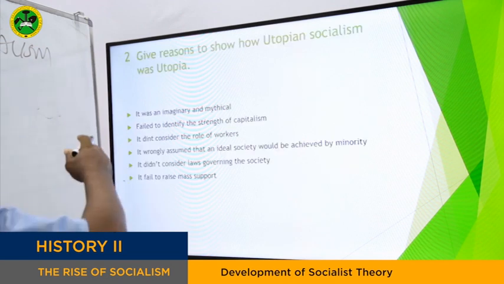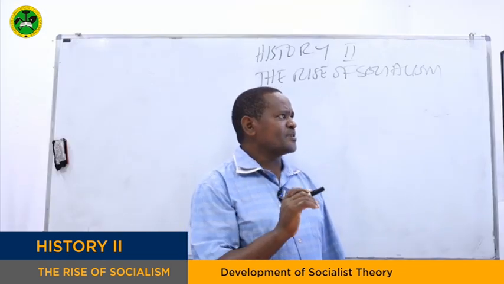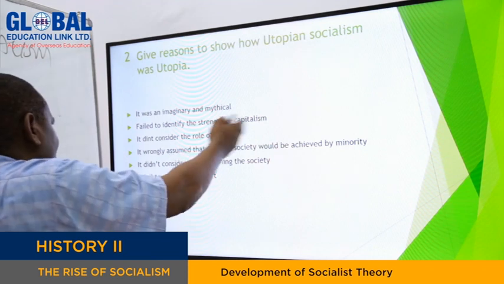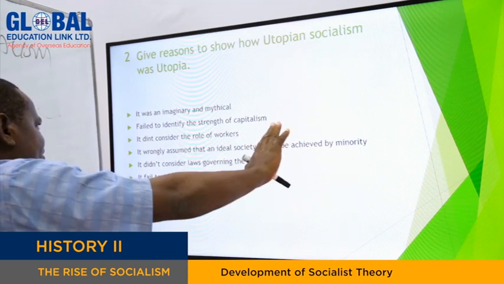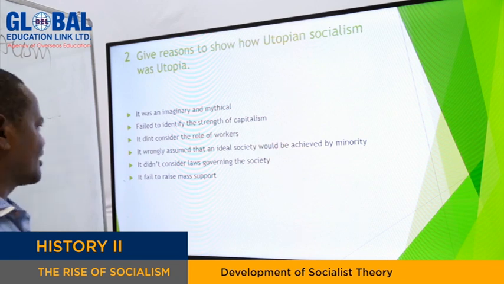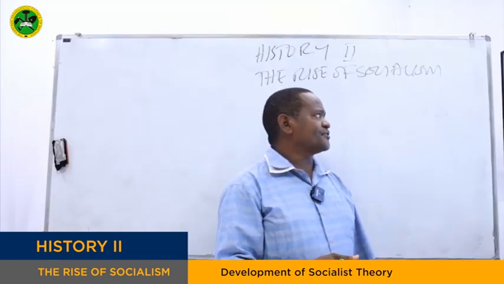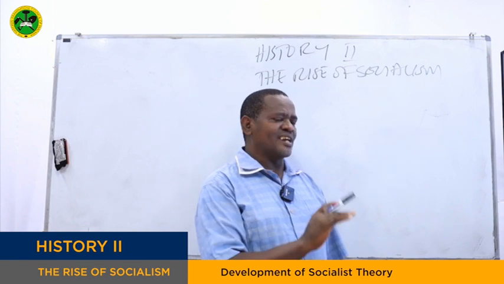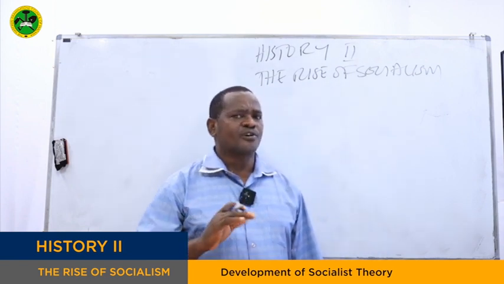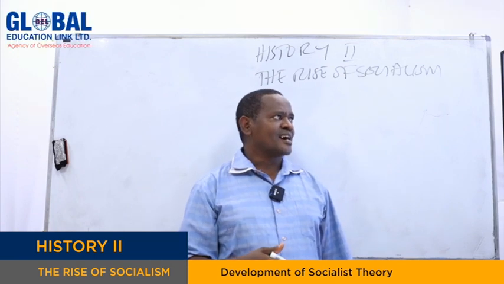The second question: give reasons to show how utopian socialism was utopian. This means you'll have to concentrate on the weaknesses of utopian socialism. These are the points: it was imaginary and mythical, it failed to identify the strength of capitalism, it didn't consider the role of workers, it wrongly assumed that the ideal society will be achieved by a minority, it didn't consider the law governing society, and it also failed to raise mass support. These are the questions that I gave you, and I'm sure you can answer them, together with other questions which might come from this subtopic.